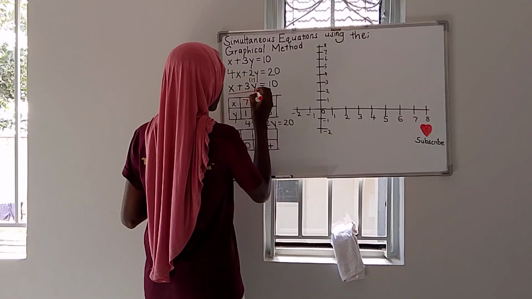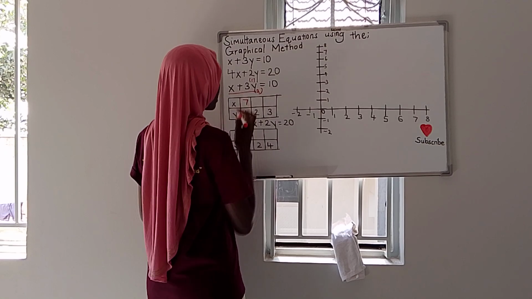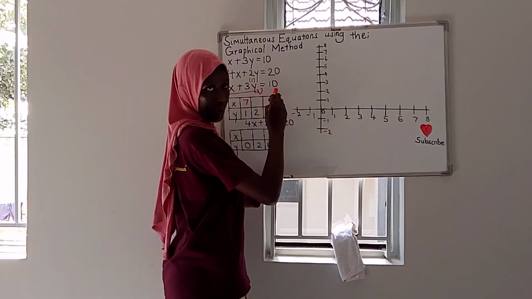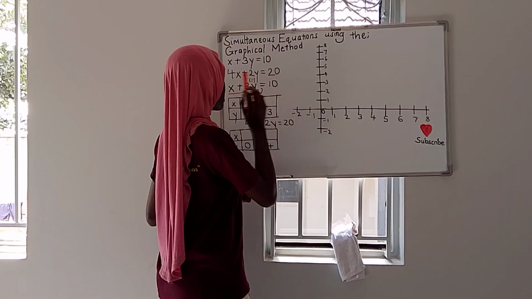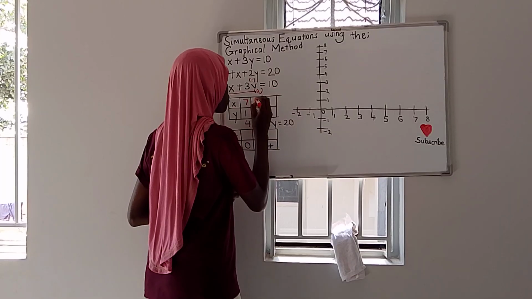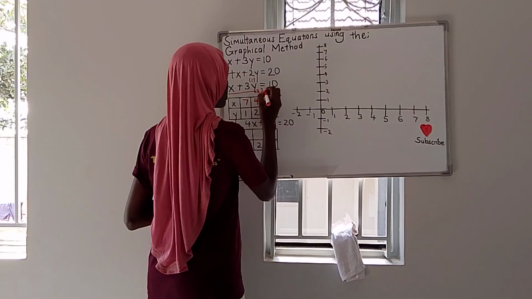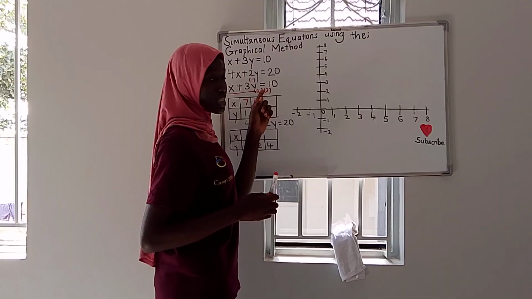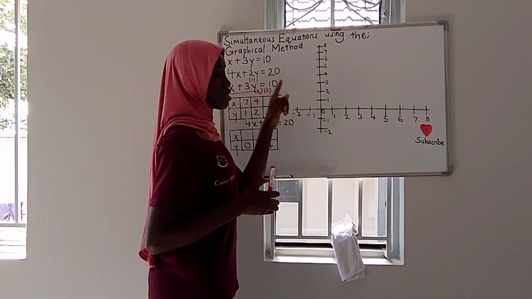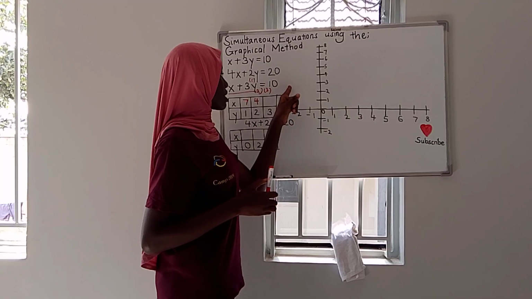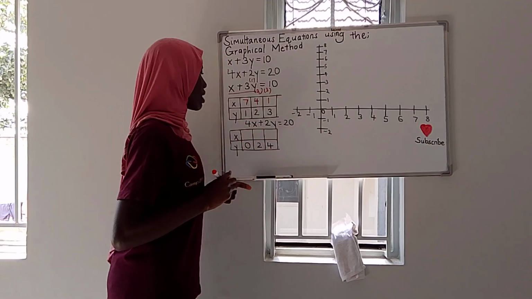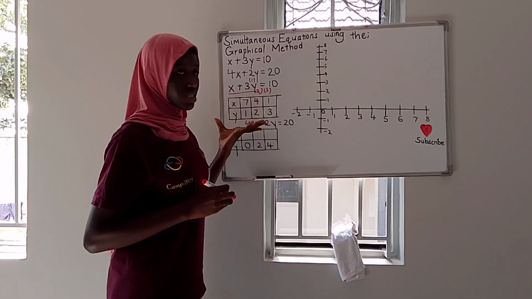Then if we have a 2 instead, that's x + 3 times 2, which is 6. So x + 6 = 10. By taking the 6 to the other side, our x here will be 4. Then if we take y to be 3, that will be x + 3 times 3, that's 9. So x + 9 = 10. If we take it this side and subtract it, we'll have our x giving us 1. So those are the coordinates for our first equation.